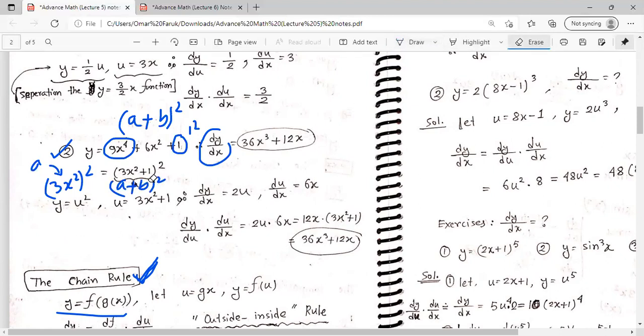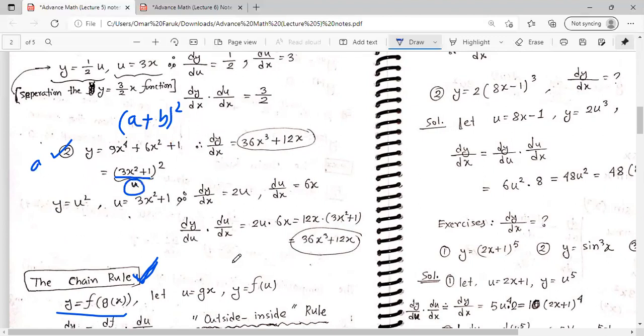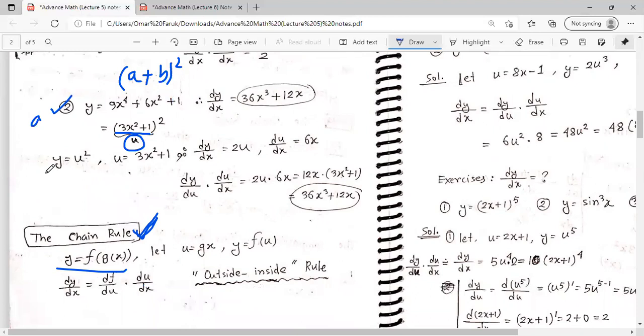So now we have to find the derivative of this function, (3x squared plus 1) whole square. We just imagine this 3x squared plus 1 is equal to only u, okay? So our function is y equals u squared. So this u is our inner function, and this u squared is our outer function.